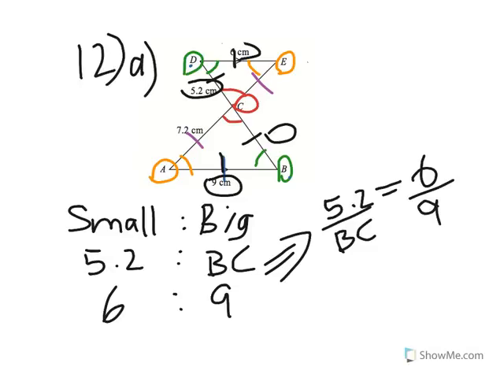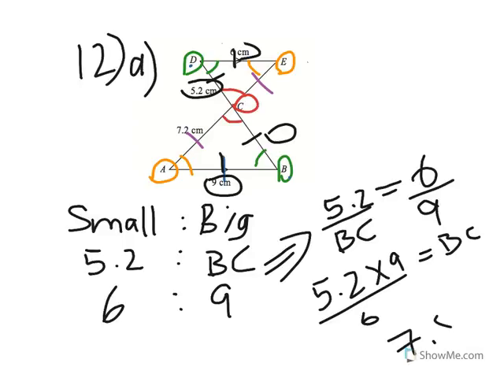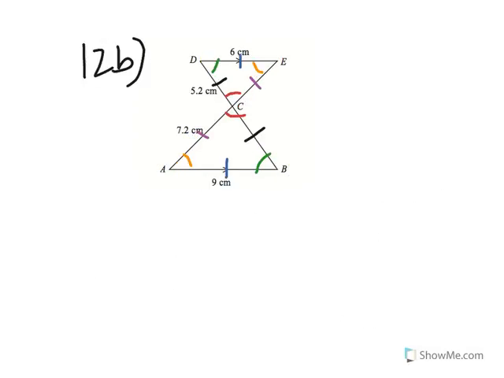Now all we have to do is multiply both sides by 9, divide both sides by 6, and multiply both sides by BC. I'm just going to skip through this because it's basic algebra. So we get 5.2 multiplied by 9 over 6 is equal to BC. And so BC is equal to 7.8. Okay, 12b is asking you to calculate the length of CE, which is this length over here.